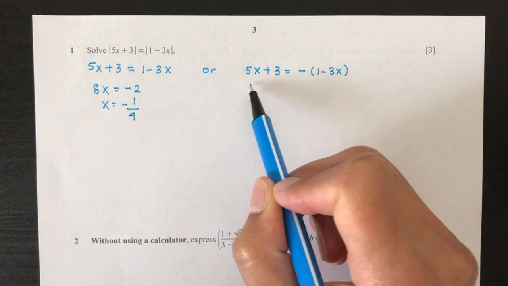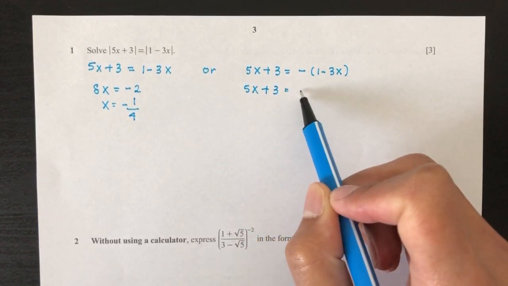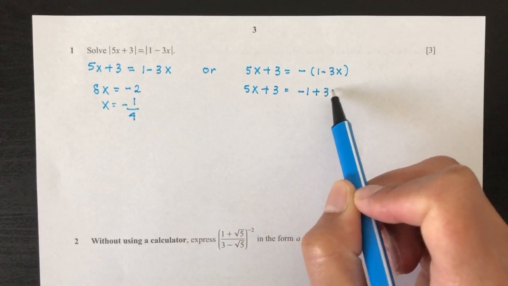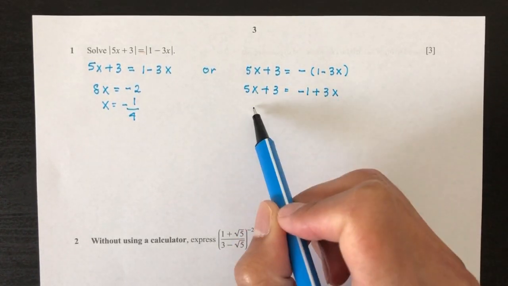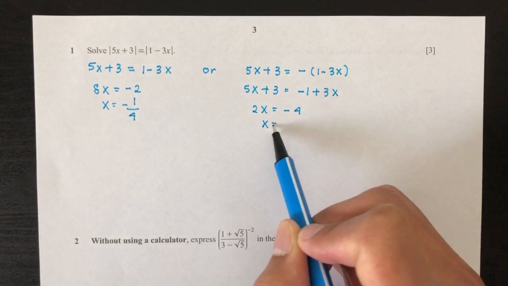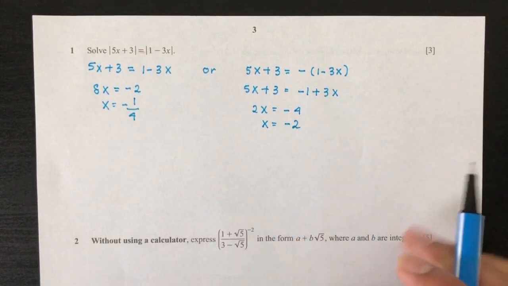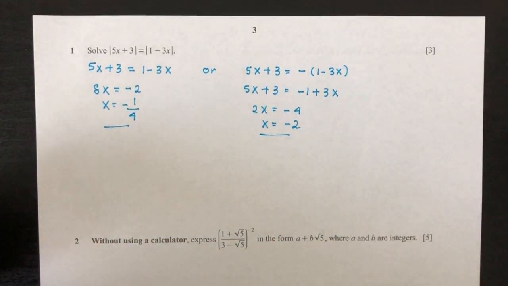Or it can be, if you expand, 5x plus 3 equal to minus 1 plus 3x. If you send x over here, you will have 5 minus 3, that will be 2x, equal to minus 4, so x will be equal to minus 2. So this is a solution for this question. That is one way of doing this question.